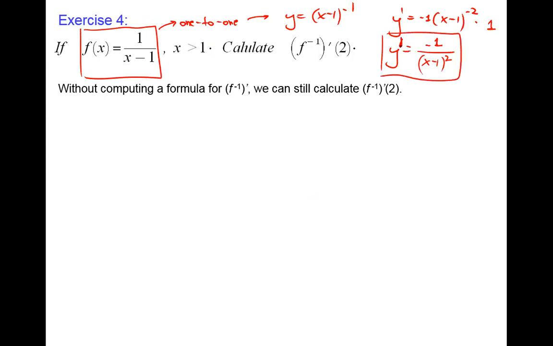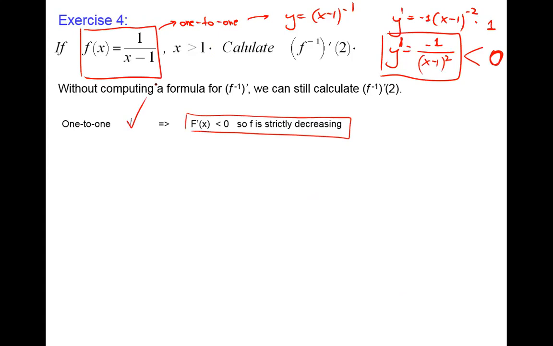We can see this is the derivative, and having the denominator squared will give me always a positive number, and on the top I have negative. That means this derivative is always less than 0, always negative, which means the function is strictly decreasing. Okay? It is 1-to-1 because the derivative is always negative. That means if it's strictly decreasing, it is 1-to-1. Okay, but this was just the proof of 1-to-1.